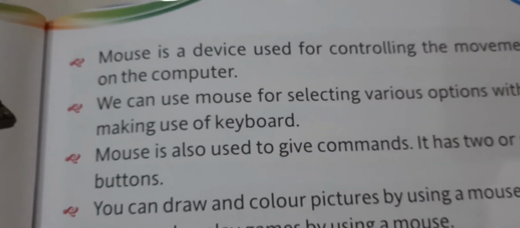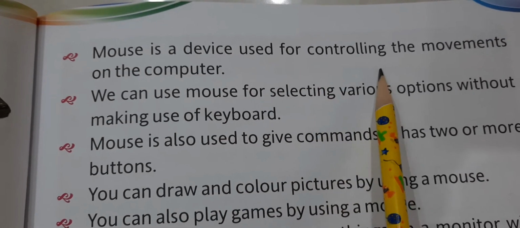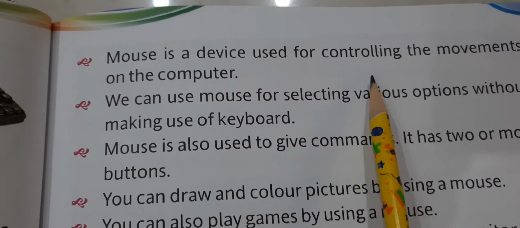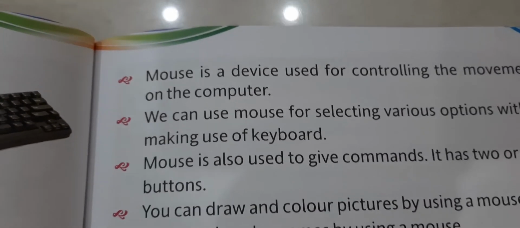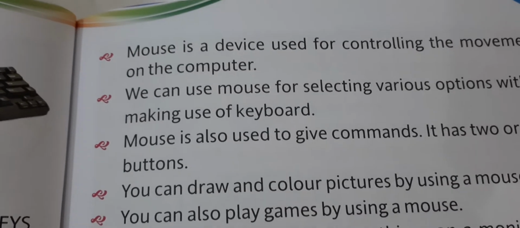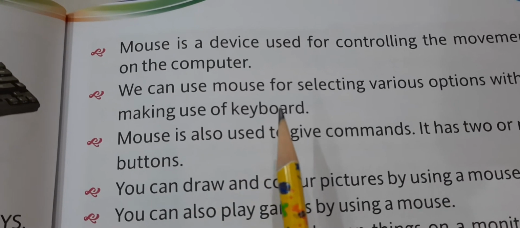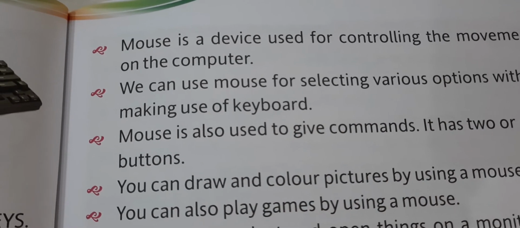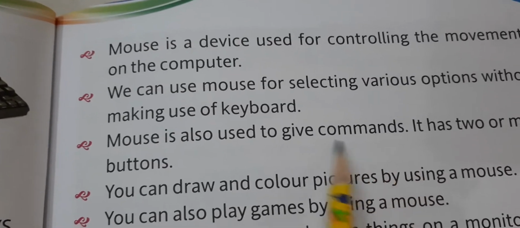Mouse is a device used for controlling the movements on a computer. We can control our movements. There is a pointer on the computer system. Okay, we can control its movement, whether it will go to left side or it will go to right side. We can control that movement using mouse. If we take the mouse to left, it will go to left. If we take the mouse to right, it will go to right.